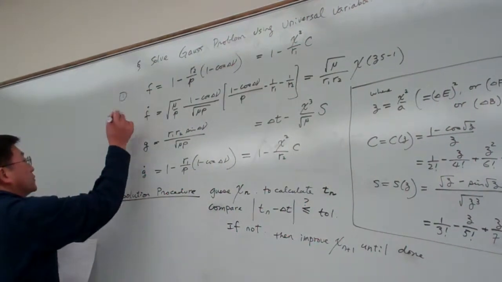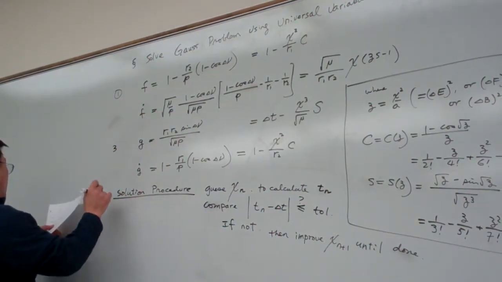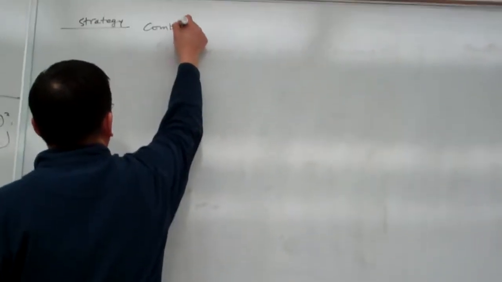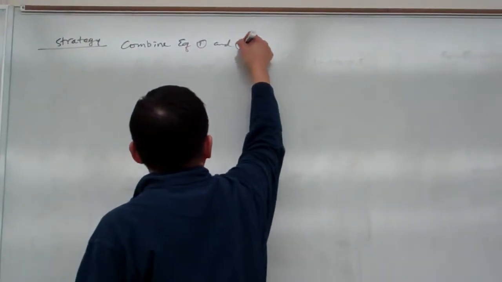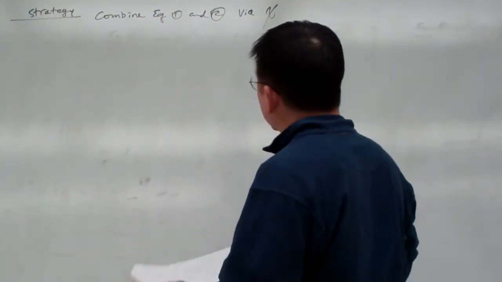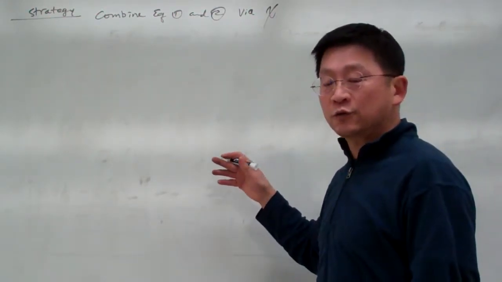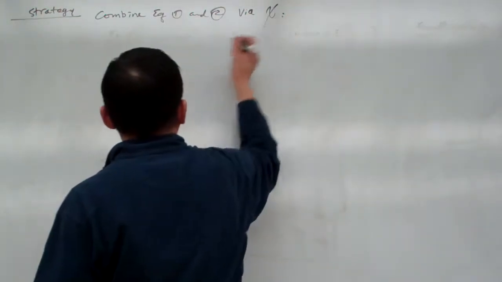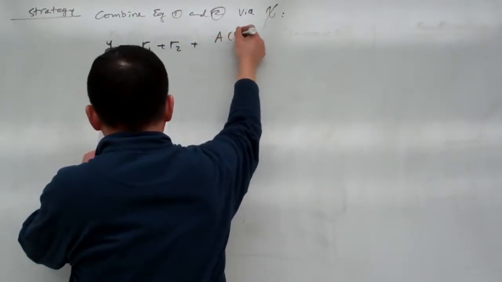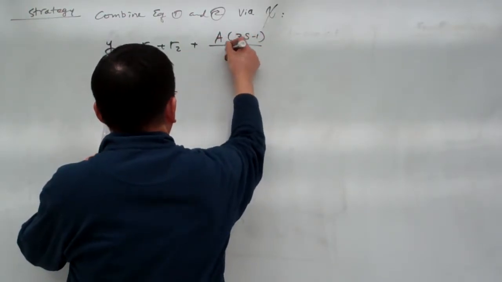So the strategy is this. Let me give the equation numbers, and right now I am going to derive something useful. Let me go to equation 1, 2, 3, and give equation 4 here. So the strategy is to combine equation 1 and 2 via the universal variable x. Let me give you the result first, and then I will show you why. In this way, we have these useful equations: y equals R1 plus R2 plus A times (z S minus 1) over square root of C.